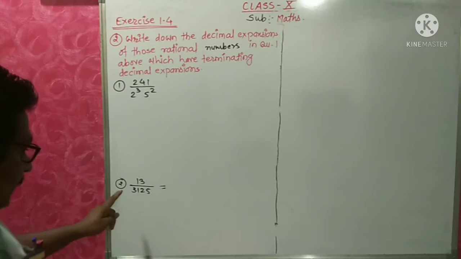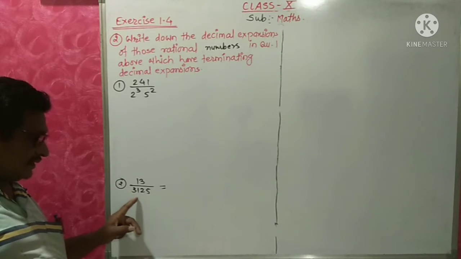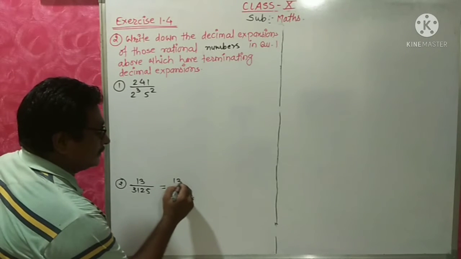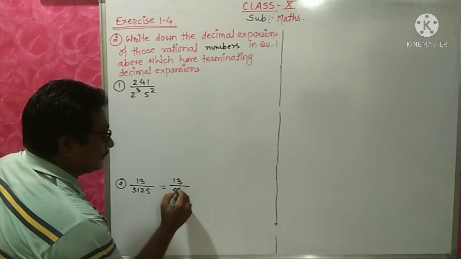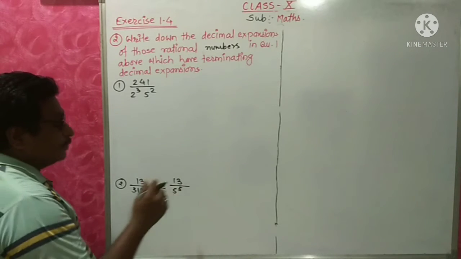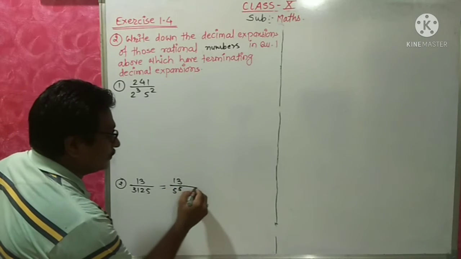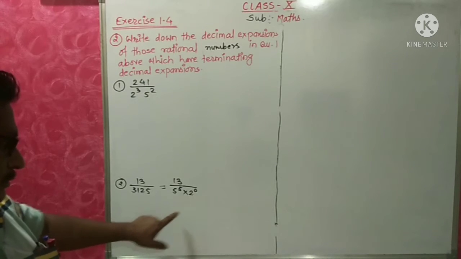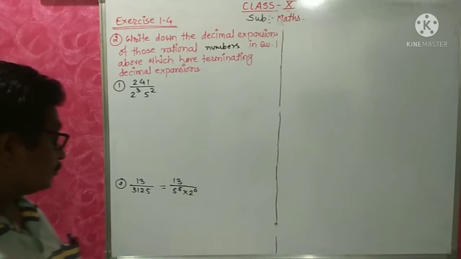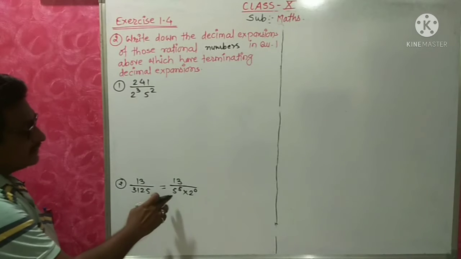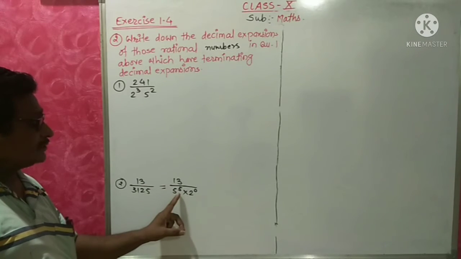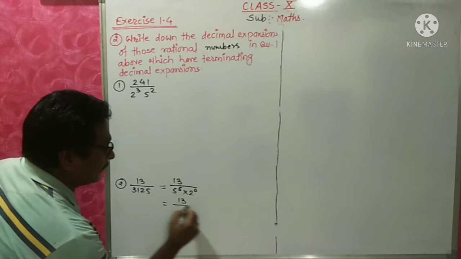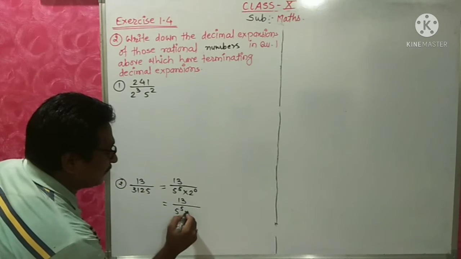Okay, so from the first example we saw 13 by 3125. What we got here is 13 by 5 raised to the power 5, into 2 raised to the power 0. Like that we got, already we solved. So now how to convert? Here see the highest power. Highest power is 5. So 13 by 5 raised to the power 5.